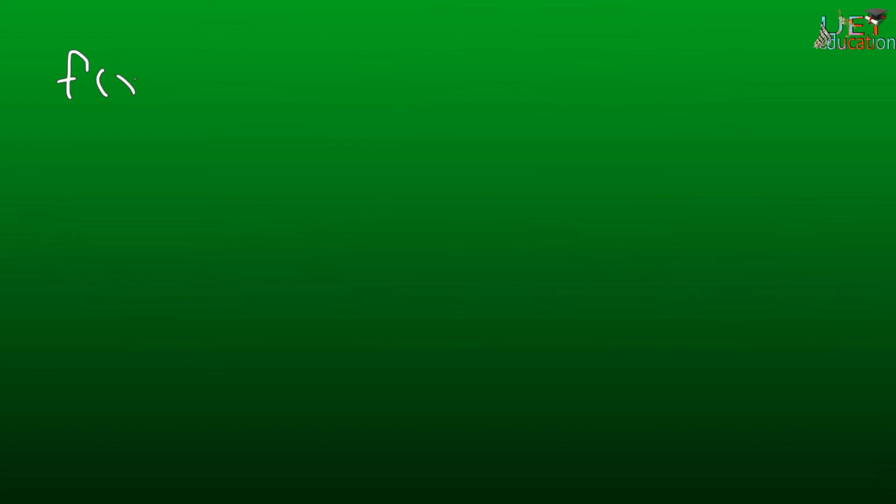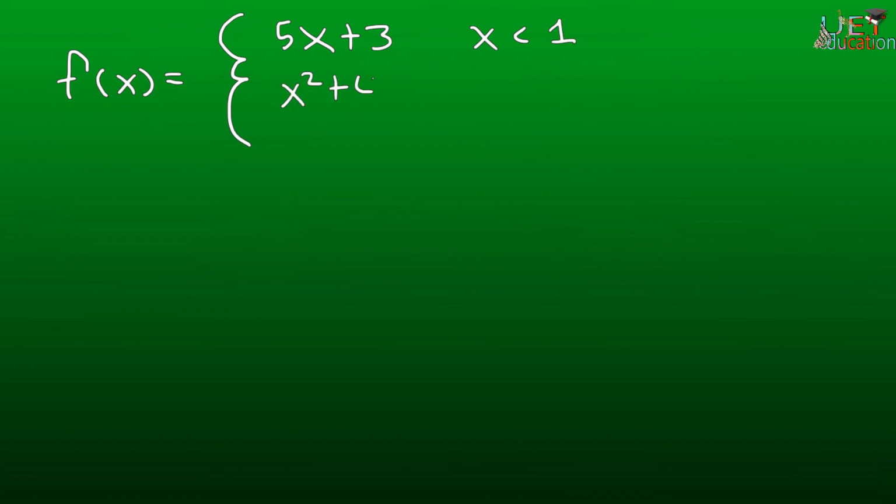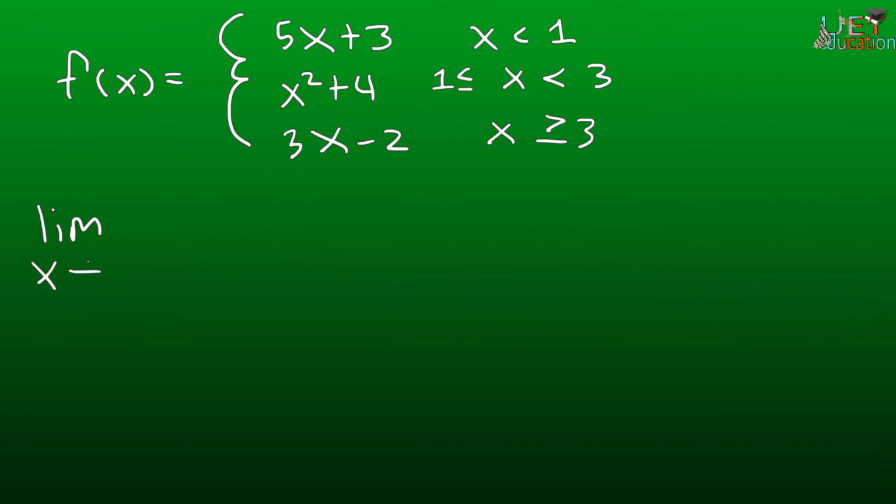Consider the following piecewise function. So f of x is equal to 5x plus 3 whenever x is less than 1, and is equal to x squared plus 4 when x is equal to or greater than 1 but less than 3, and the function is equal to 3x minus 2 when x is equal to or greater than 3. So with this information, evaluate the following. What is the limit as x approaches 1?